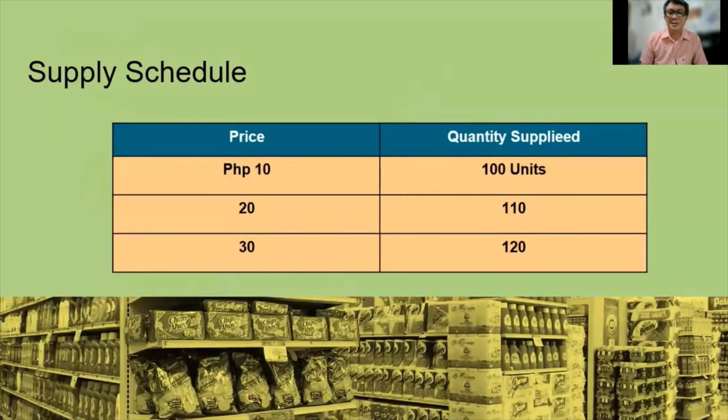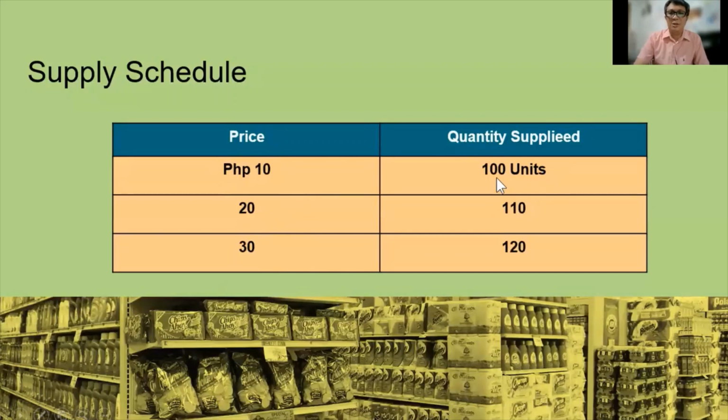Now, just like the law of demand, the law of supply, especially the graphical visualization of the law of supply, can also be translated or interpreted using a table. A table like this is what we call the supply schedule. Again, we see the price in the left column, and you will see the movement of the price. Price goes up in our left column from 10 pesos to 20 pesos to 30 pesos, and then there's a corresponding change in quantity supplied. It follows the law of supply.